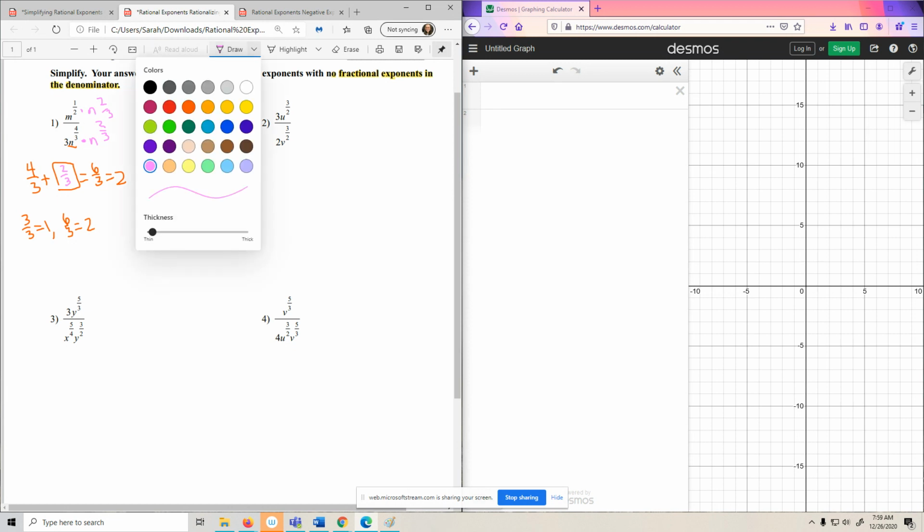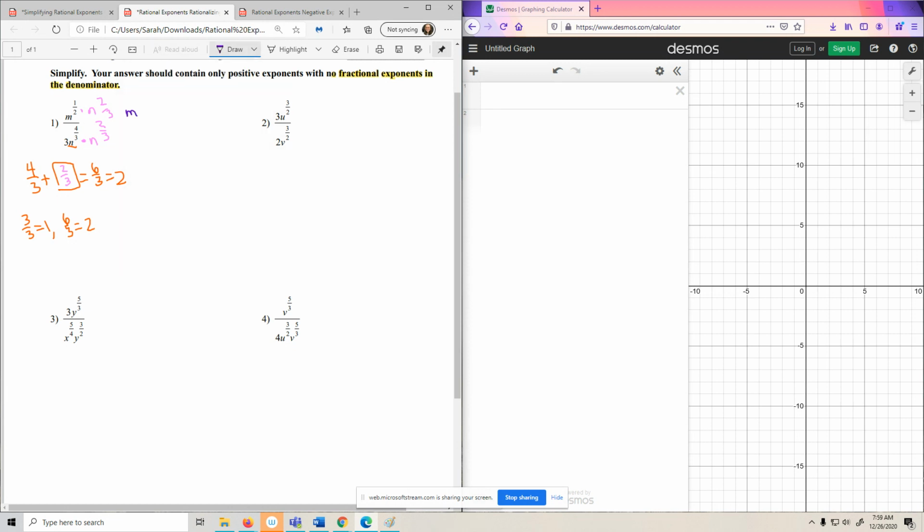Let's put that all together. Up top, we're just kind of collecting those things. They're not like exponents, so we can't combine them or anything. M to the 1/2, n to the 2/3. In your denominator, like I said, nothing changes about that 3. And then we've done the hard work for this part. 4/3 plus 2/3 is 6/3, which is 2, so we end up with n squared.